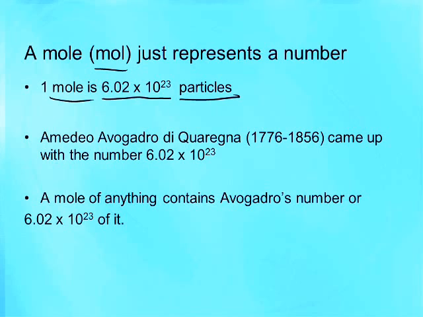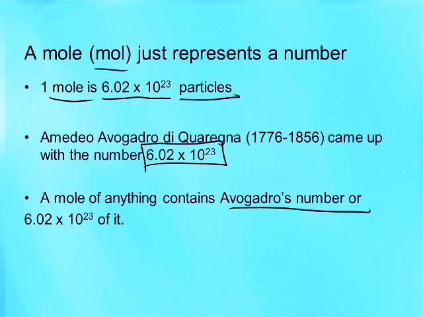And in chemistry, we'll usually use it as atoms or molecules or formula units. A fellow by the name of Amedeo Avogadro came up with the number of 6.02 times 10 to the 23rd. Again, this number you should burn into your brain. He was an Italian chap, and it's just an amazing little thing he did. A mole consists of anything that contains Avogadro's number.